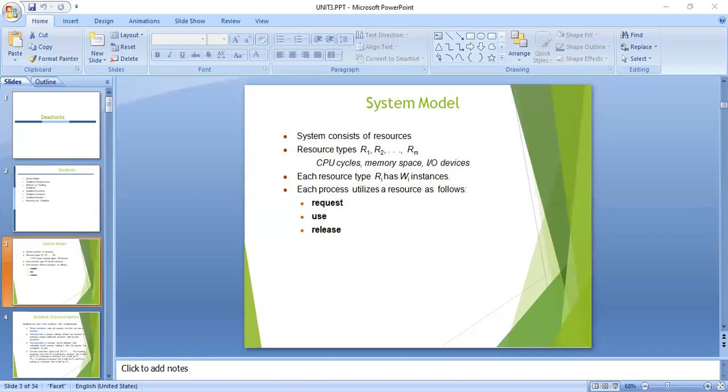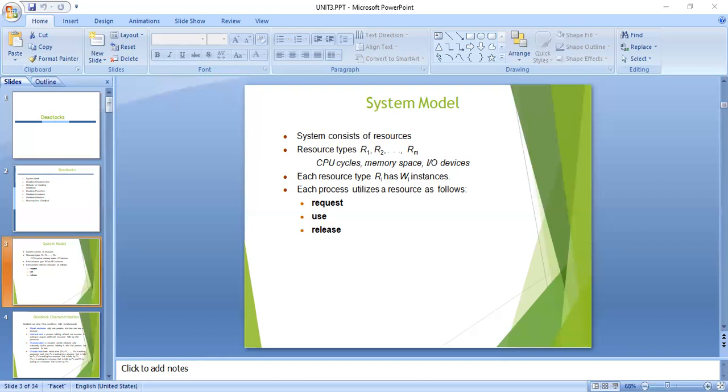Deadlocks can arise if four conditions hold. The conditions are: first, mutual exclusion; second, hold and wait; third, no preemption; and fourth, circular wait. These are the four conditions or characteristics which can arise. If these four conditions don't arise, then the deadlock will never happen.